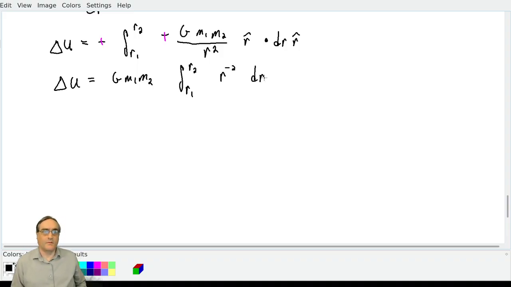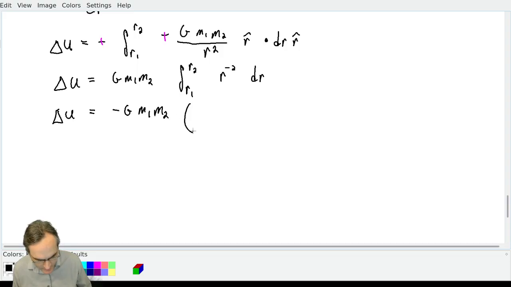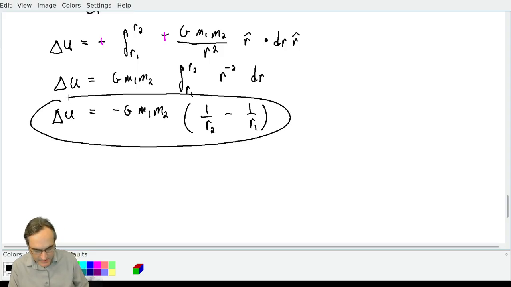All right, so for integrals like this, you end up adding 1 to the exponent, and then you divide by your new number, which means we're going to have r to the minus 1, and then 1 over minus 1, which is minus 1. So we get delta U is minus G m1 m2 times 1 over r, because r to the minus 1 is 1 over r, 1 over r final minus 1 over the initial. So this would be a general statement of the change in potential energy for the gravitational force.